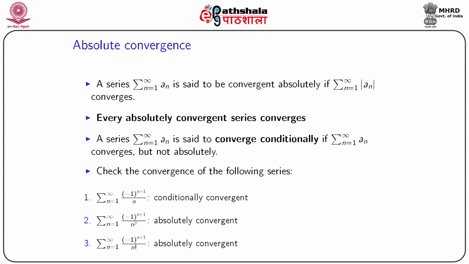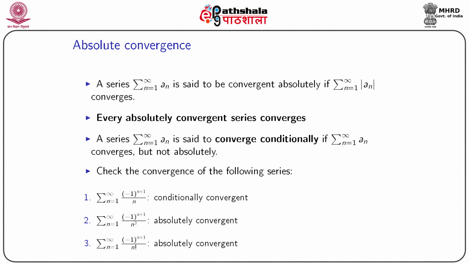That is quite natural. A series sum over n from 1 to infinity of an is said to converge conditionally if the sum converges but not absolutely. So we will take a few examples to define what we mean by conditionally convergent and absolutely convergent. Now the first series we take is minus 1 to the power n plus 1 over n, sum from n from 1 to infinity. This series is conditionally convergent.